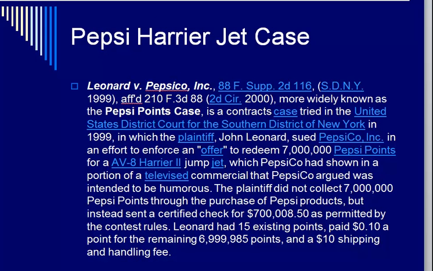I'm assuming you went and watched the video for the Leonard versus PepsiCo case. It's a commercial that Pepsi put out that suggested, somewhat jokingly, some would argue, that you could purchase a Harrier jet for 7 million Pepsi points. A gentleman from Seattle decided to sue PepsiCo. He actually put together a package of 7 million Pepsi points by giving them a check. He paid 10 cents a point for most of the points, and then he paid a $10 shipping and handling fee, and he wanted his Pepsi Harrier jet.